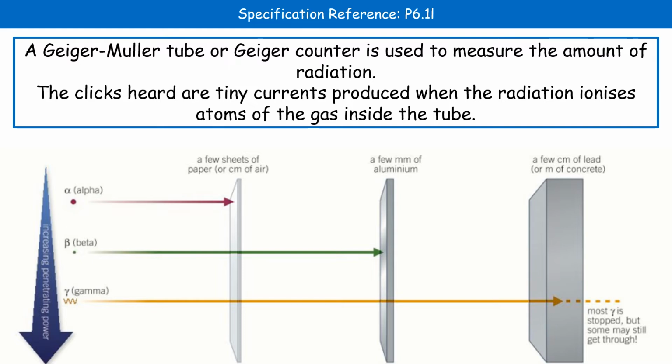So what we can work out here is, as we go alpha, beta, gamma, as we work our way down, the penetrating power is going to increase, i.e. they're going to travel through more things.